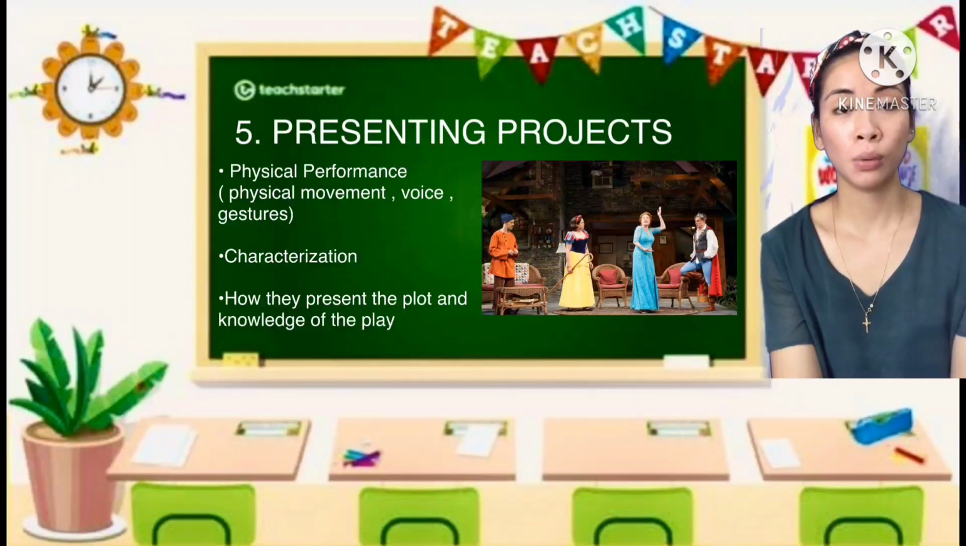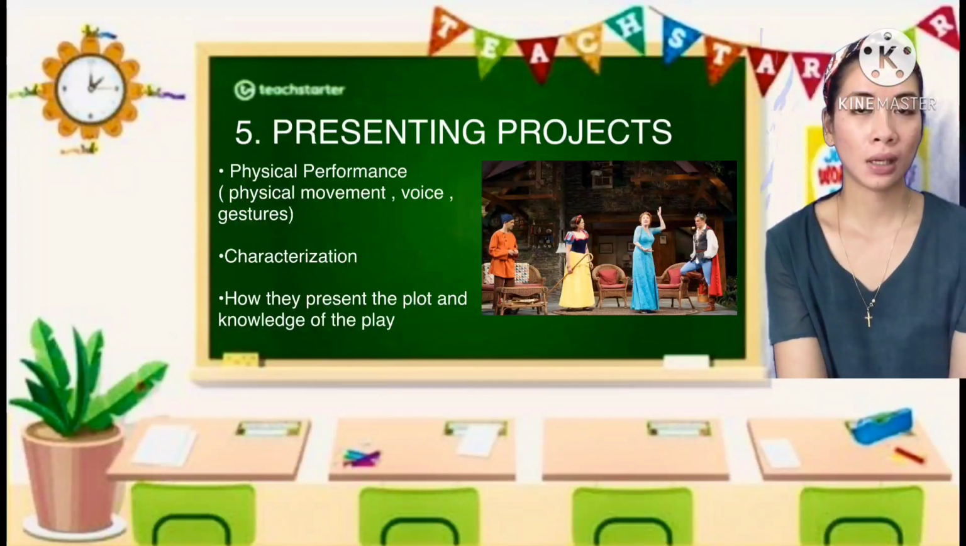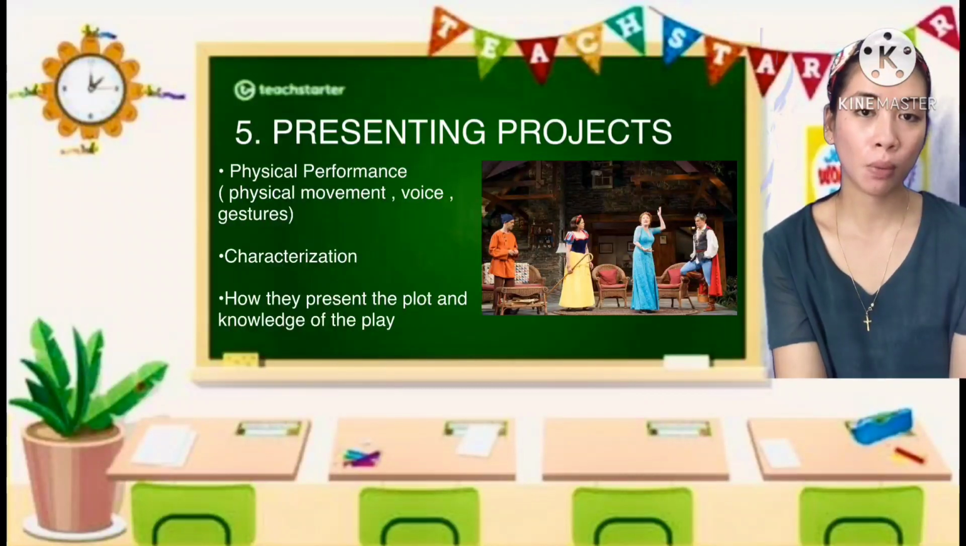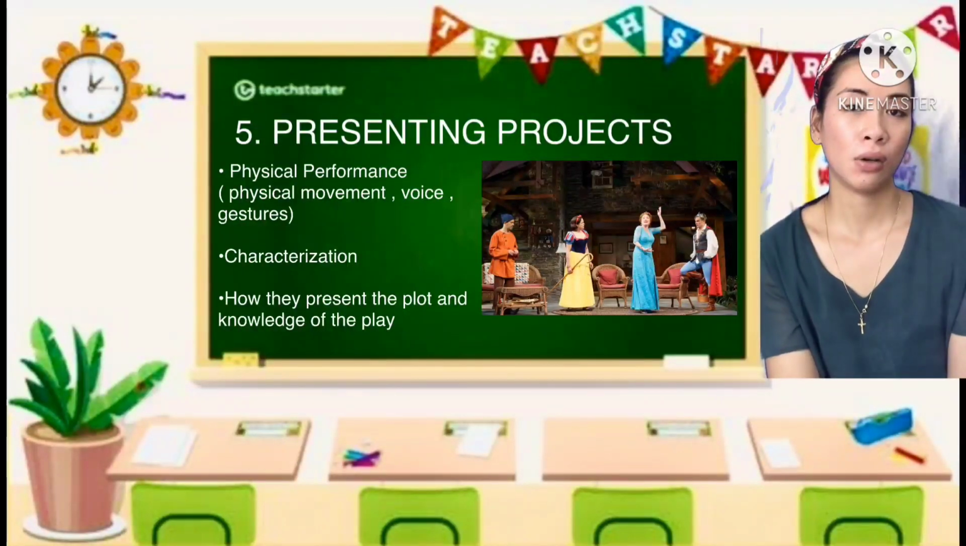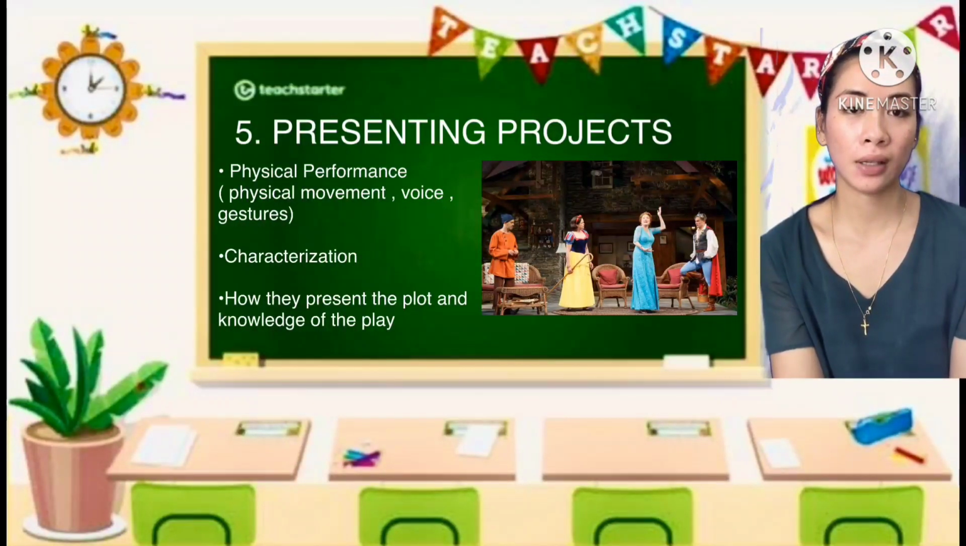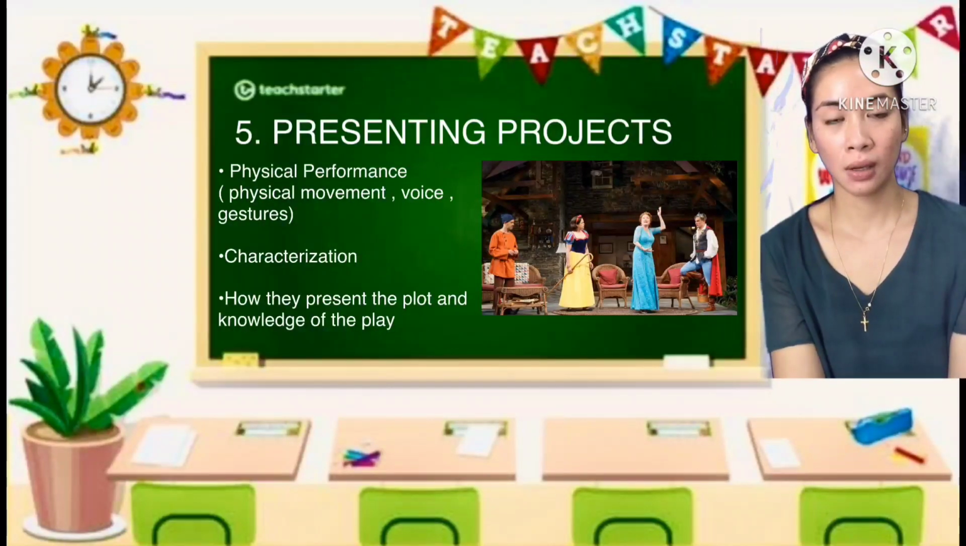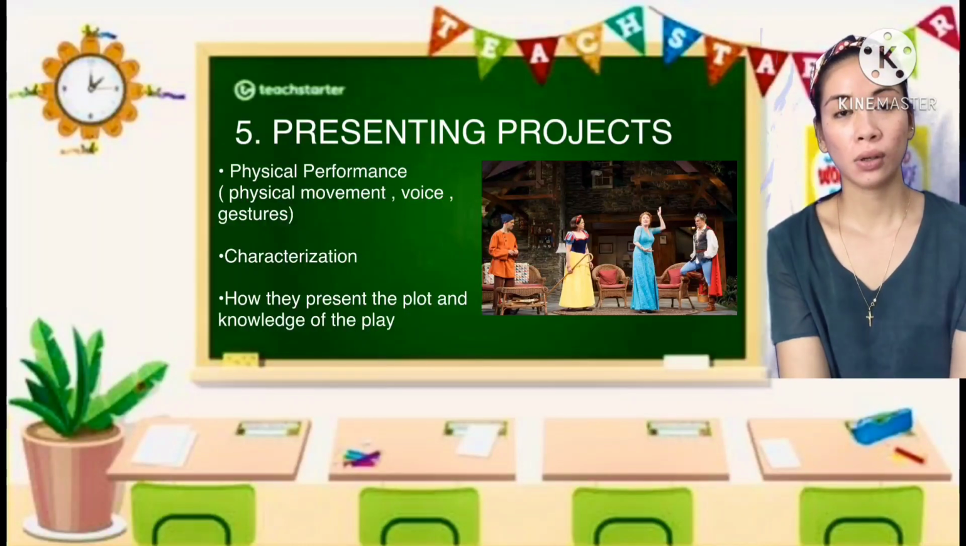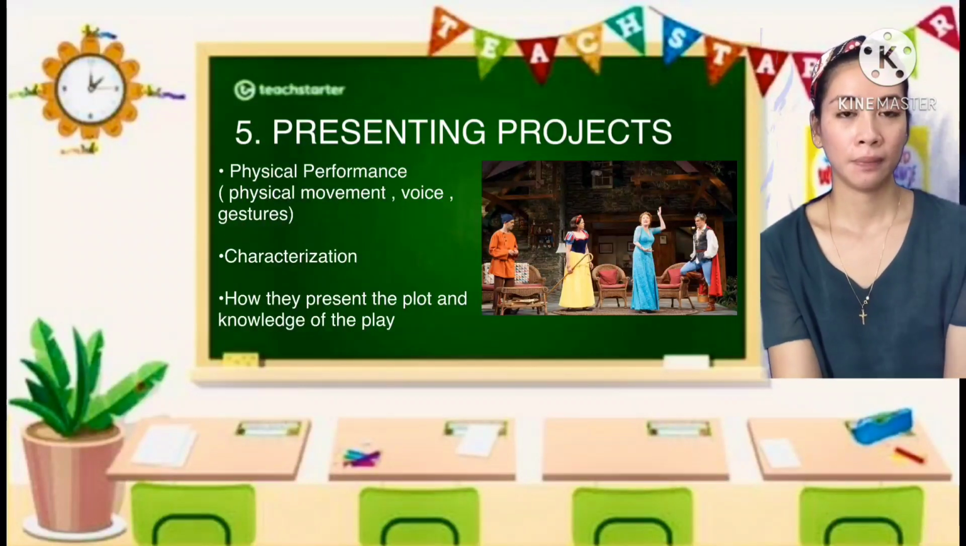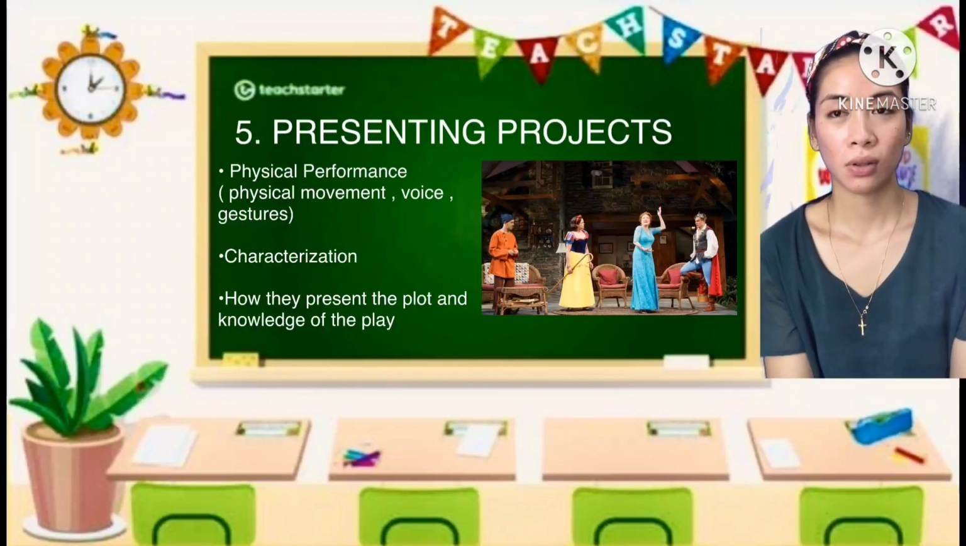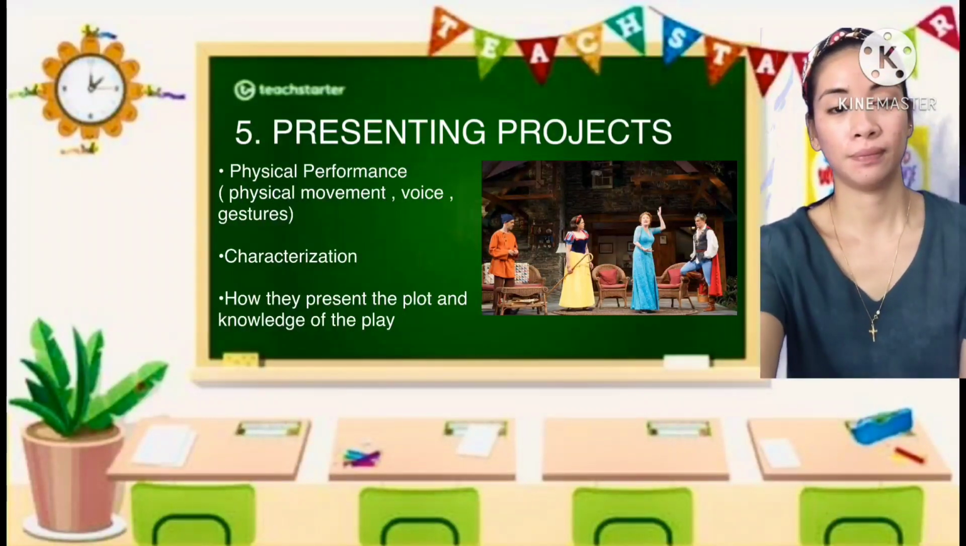We have to, number 1, observe the physical performance, which includes the physical movement, the voice, and the gestures. Also, we have to check the characterization, if the characterization is clear and believable. And also, we have to check the knowledge, how they present the plot and knowledge of the play. So these are the things also that we need to consider.